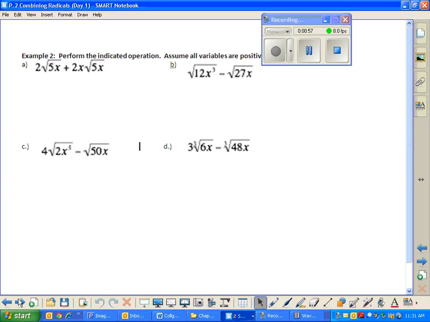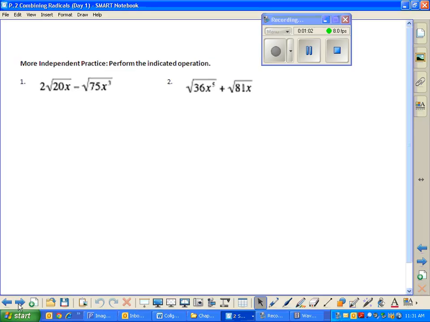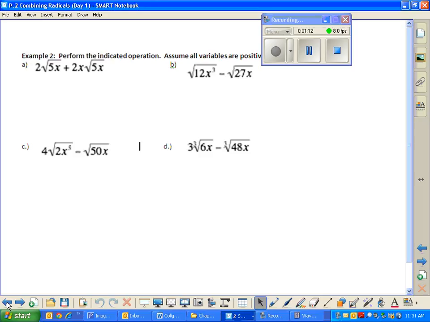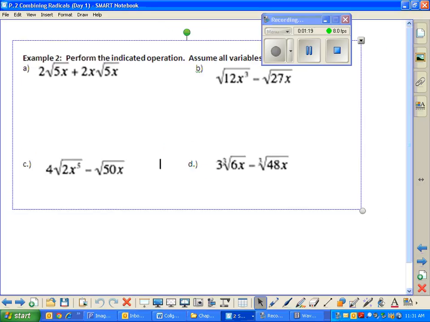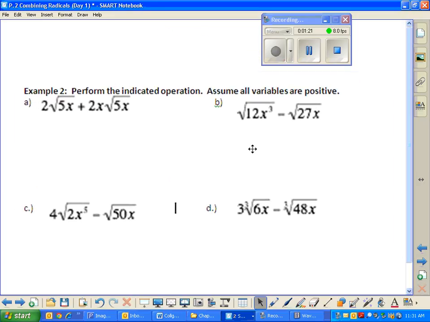All right, so we're going to do these 4 together, and then you're going to do those 2 on your own. And then hopefully that gets us to the point where we can get a little bit of a jump start on our book work for tonight. So that's where I'm heading with all this. We are simplifying radicals today. We are combining like radicals, and this time there are variables underneath the radical, in other words, variables in our radicand. So in example 2, it says perform the indicated operations, and we're allowed to assume all variables are positive.